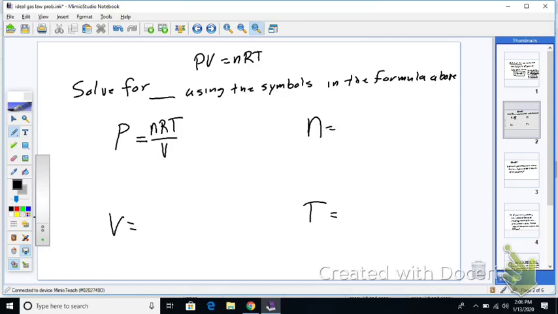All right. So volume, we would do just like we did pressure, but we'd cancel out the pressure, and so it would be nRT over P. So it would be nRT over P. Any questions on that? And that will give us volume in liters, and pressure in atmospheres. The moles, when we do that, we're going to divide both sides by RT.